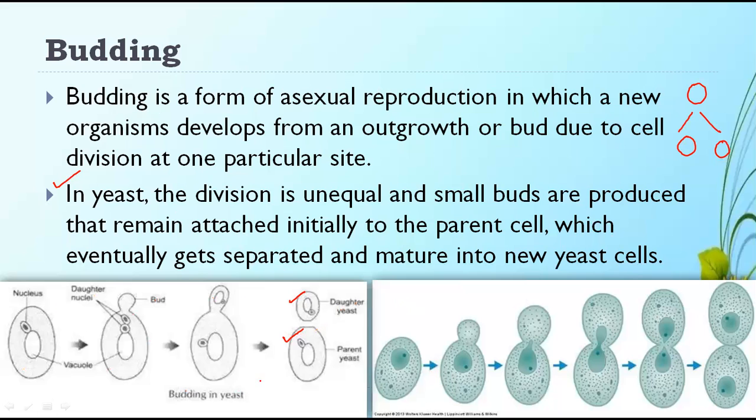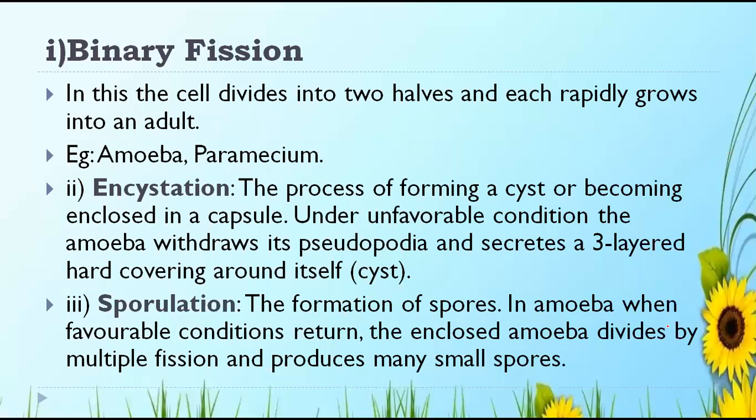If you are asked to give the diagrammatic representation of the budding process, this is how you have to give it, and label it also. A parent cell forms a bud and later it gets divided and the new cell is formed. Okay, so this is about budding.